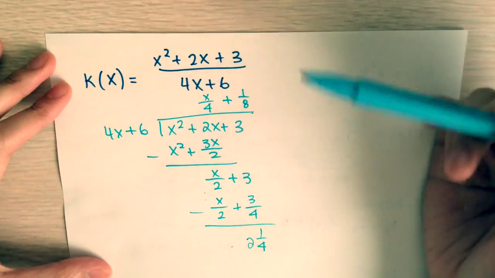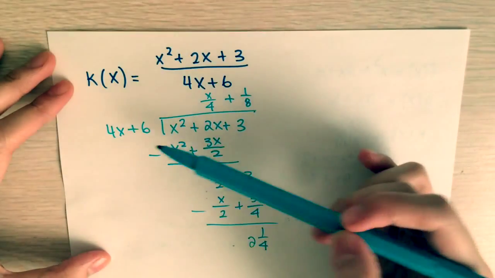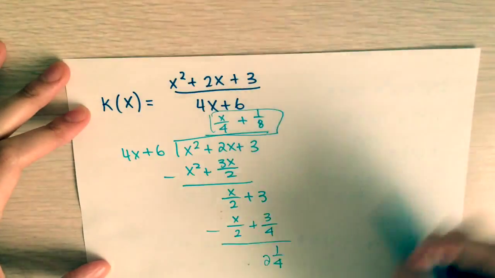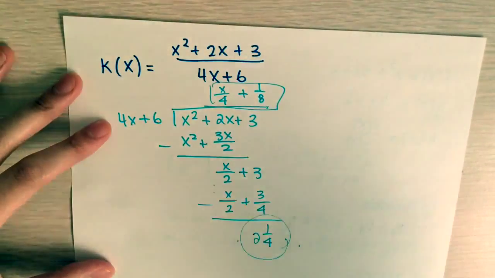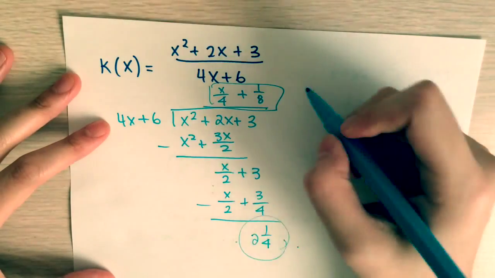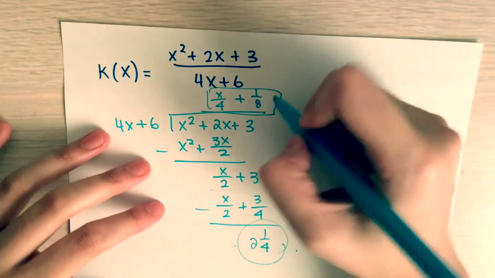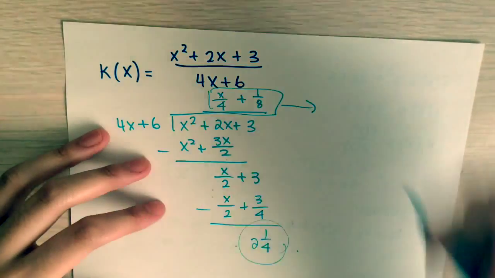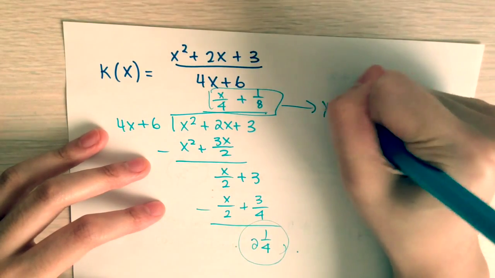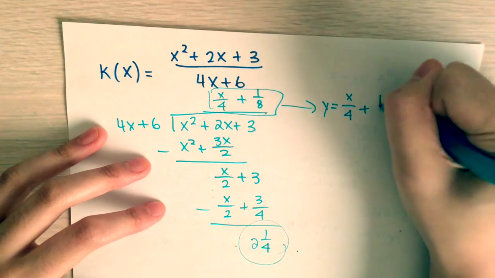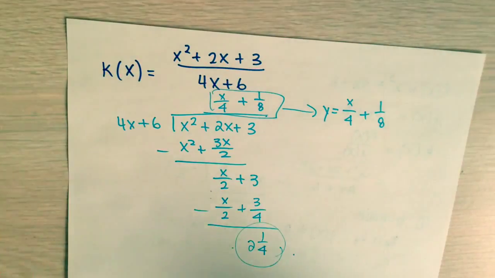So when you divide the numerator by the denominator, you get a quotient and you also get a remainder. So the quotient is the equation of your actual asymptote of this function. The remainder doesn't really matter. So your equation is y equals x over 4 plus 1 over 8.